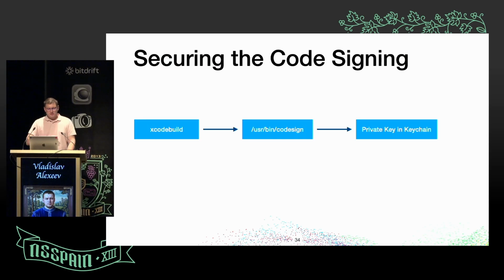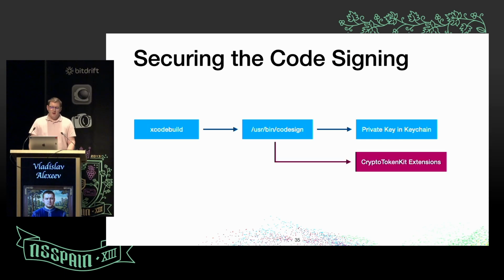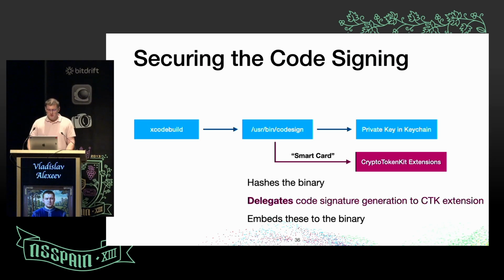As you already know, this is the default flow when code sign tool gets the private key from the keychain. There is an alternative to that. Code sign tool can ask some entity to perform the signing operation without needing to have the private key. This is called the smart card interface. So the flow is that code sign will still hash the binary, but then it will delegate the code sign operation to some extension, which is called, on my slide, Crypto Token Kit extension, which is the framework that Apple provides for such purposes. And then code sign tool still embeds it back to the executable.